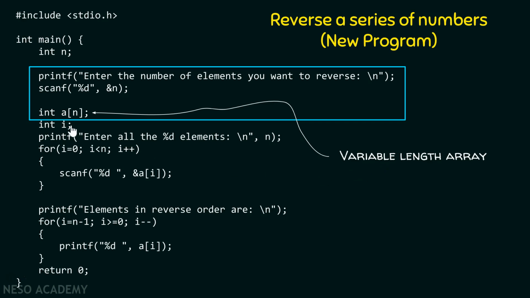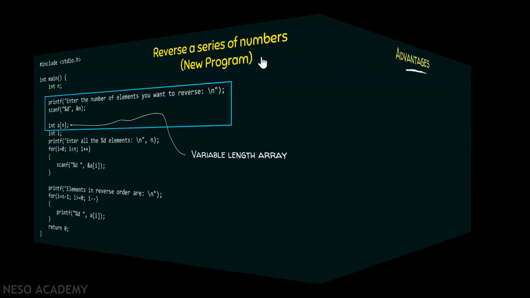Then we can see in the rest of the code I'm asking the user to enter all the elements and then finally I will print all the elements in reverse order, right? So with the help of this piece of code, I would be able to print all the elements in reverse order which are entered by the user. Along with that, the length is also specified by the user. Now let's see what the advantages of variable length arrays are.